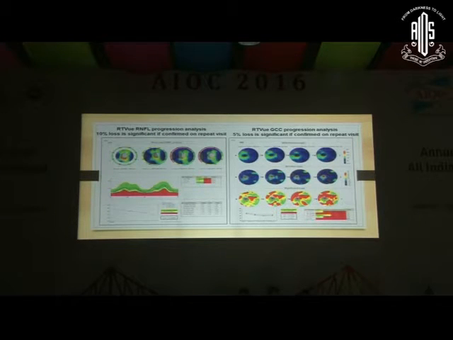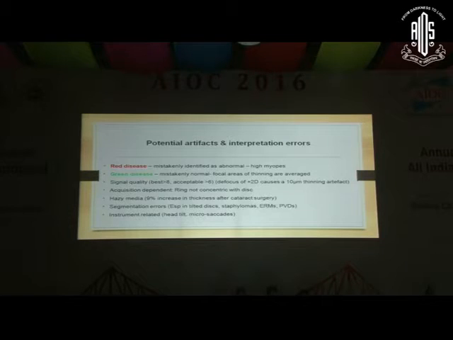And what is recommended, though there are lots of studies on it, is that a 10% loss on the RNFL is significant if it is confirmed on a repeat visit, and a 5% loss on your ganglion cell complex analysis is significant, again, if confirmed. Now let's look at potential artifacts and interpretation errors.